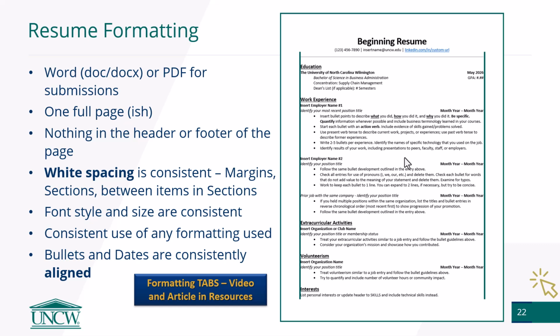In addition to that, font style and size are consistent. You can use two different fonts in a resume. Just make sure that you're using them consistently throughout. And that bullets and dates are consistently aligned. The bullets all align with each other north to south, or top to bottom on a page, and the dates are consistently aligned wherever you have them, but I would recommend that they are right justified using a right tab. Speaking of that, you can use the module resources that I've talked about before. There's a video and article in there that I showed with that black arrow that will tell you how to format it in this format if you're not using the templates provided.